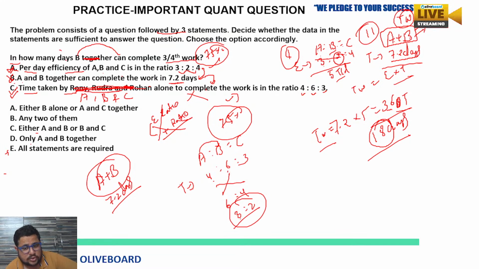3:2. So from here we can easily get the efficiency ratio, and if we can get the efficiency ratio, then we can easily calculate the answer again, right? The time taken by B, and 75% of the work will be completed by B in how many days? So either B and C together or A and B together is sufficient to answer. Any option like this? Yes, option C, either A and B or B and C. Clear?